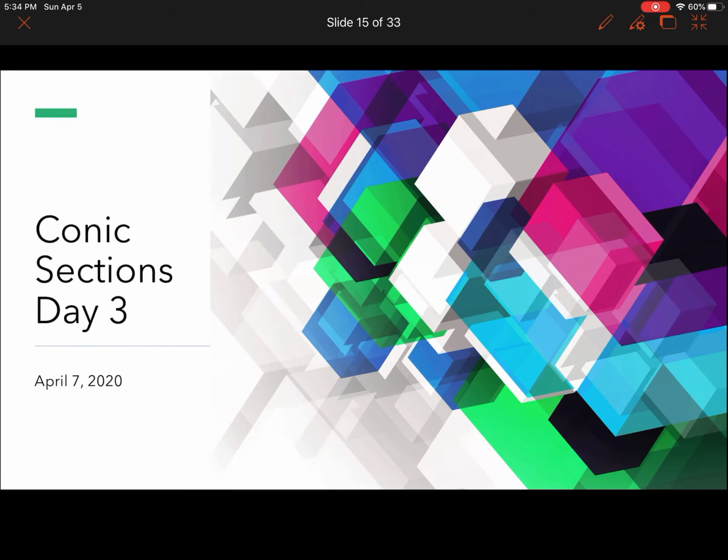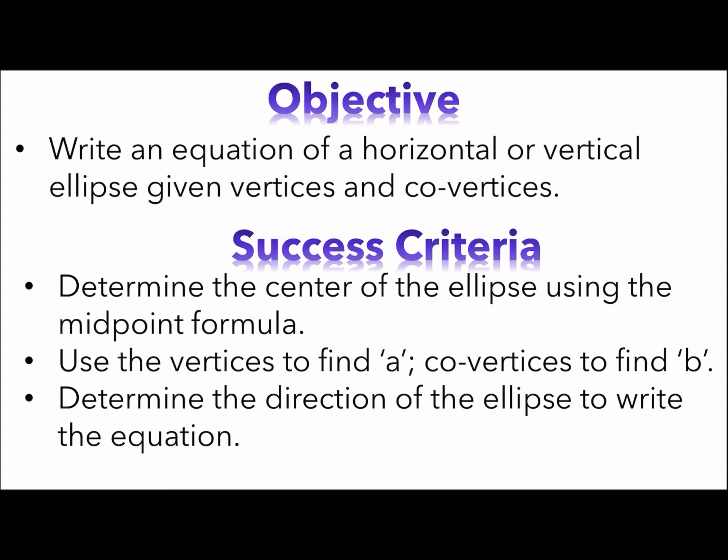Okay, so today you should be doing Conic Sections Day 3. If you have not done Day 2 or Day 1, make sure you do those first. Today you're going to write an equation of a horizontal or vertical ellipse given vertices and co-vertices.